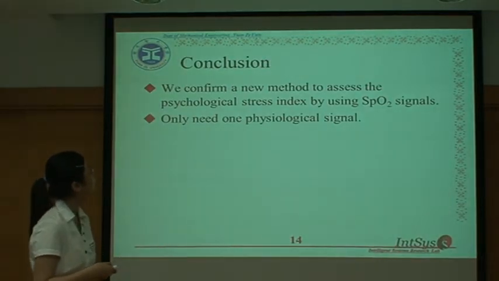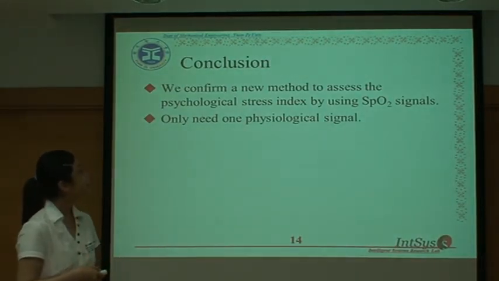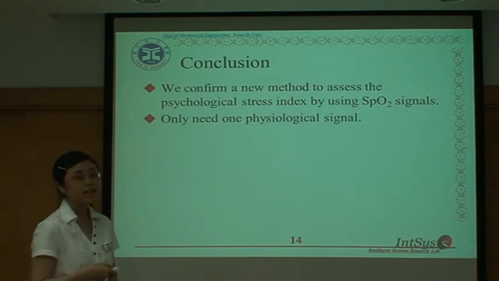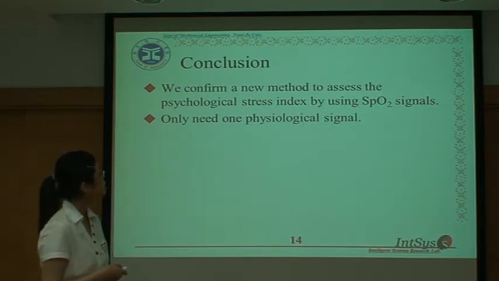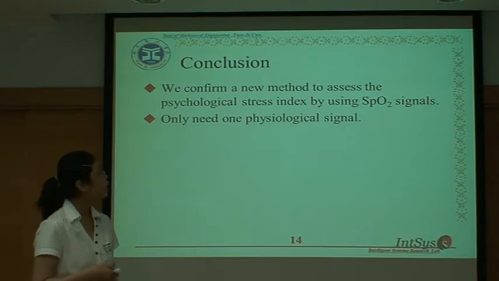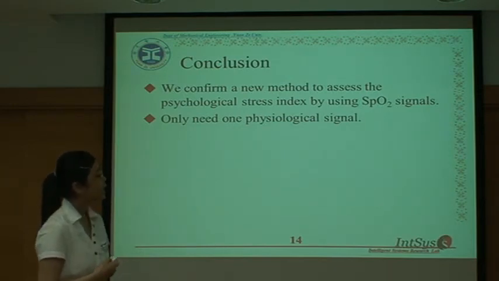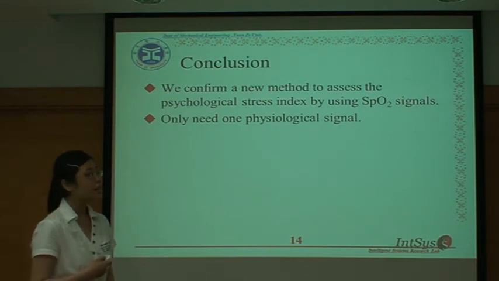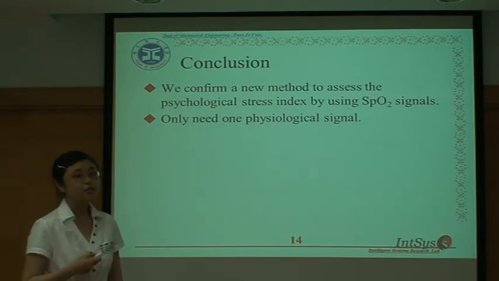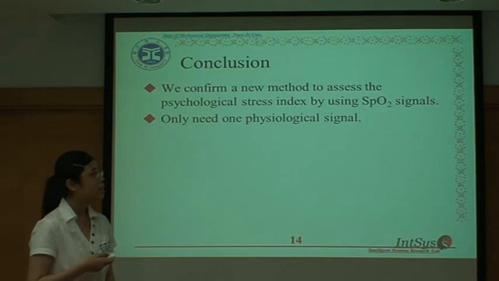So our conclusion: we confirm a new method to assess the psychological stress index by using SpO2 signals. We only need 1 physiological signal, and we can get the mental condition, and it can be expressed by a value so the user can use it clearly.